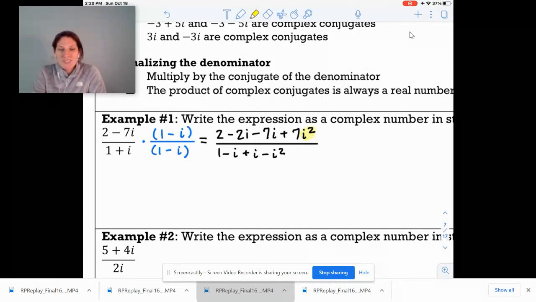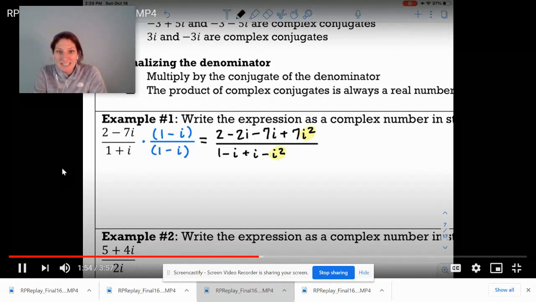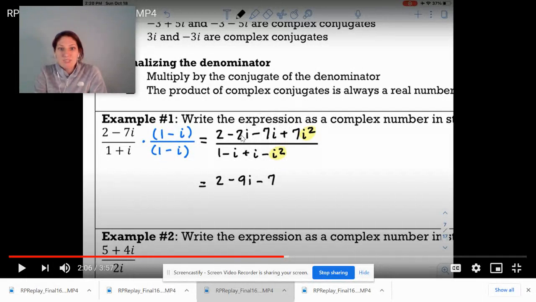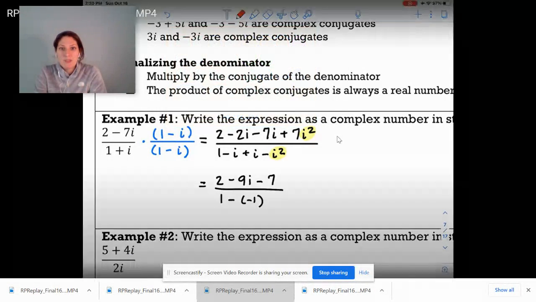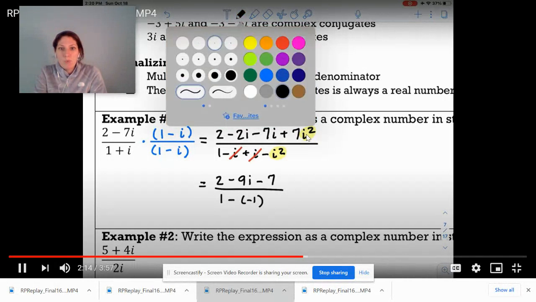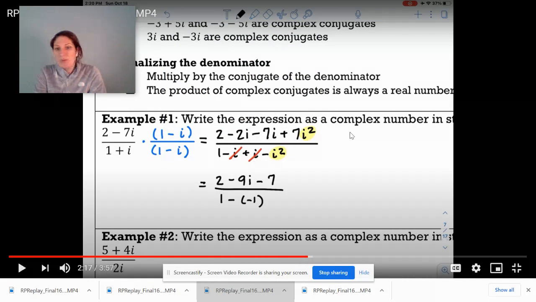Now, the whole rationale behind the conjugate is technically this is the difference of two squares factoring pattern. And we know that the inner and the outer terms are going to cancel. When I look for like terms, I have -2i minus 7i, so I can clean that up. And anytime you see i squared, it is equal to -1. So when I multiply a number by -1, it changes the sign. So pretty much anytime a term has i squared, it changes the sign of that term.